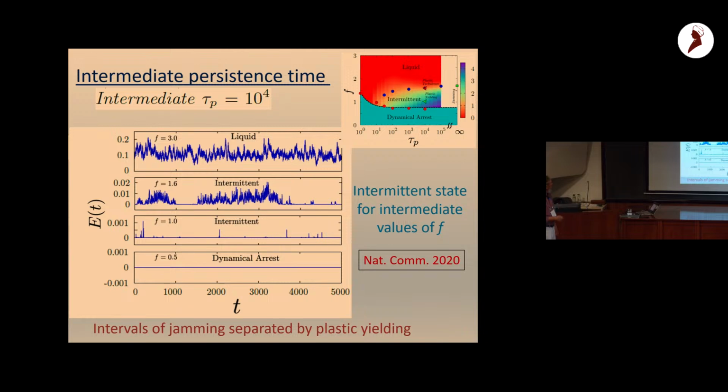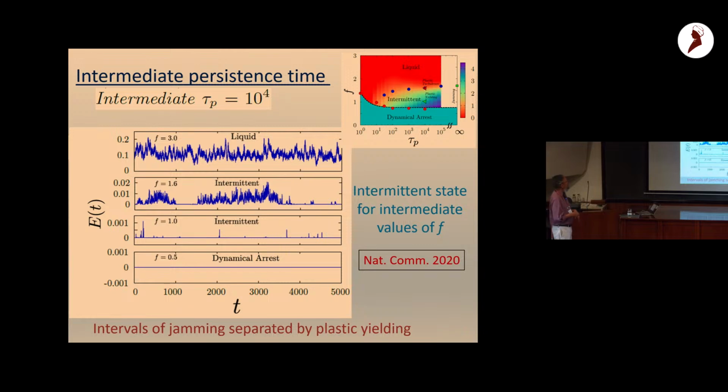What one is doing here is plotting, in the steady state, the total kinetic energy per particle as a function of time. If the system is in a liquid state where the particles are moving around, then this kinetic energy will show the usual fluctuations that we are familiar with. But as one makes F smaller, in this regime, one sees liquid-like behavior for a time, and then it looks as if nothing is happening, the system gets jammed, and then again it goes to the liquid-like state, et cetera.